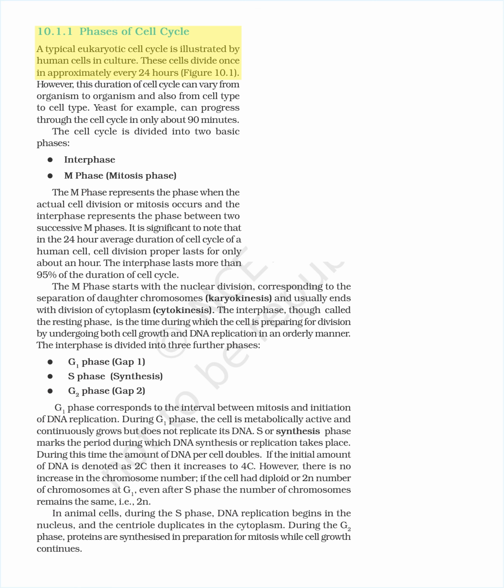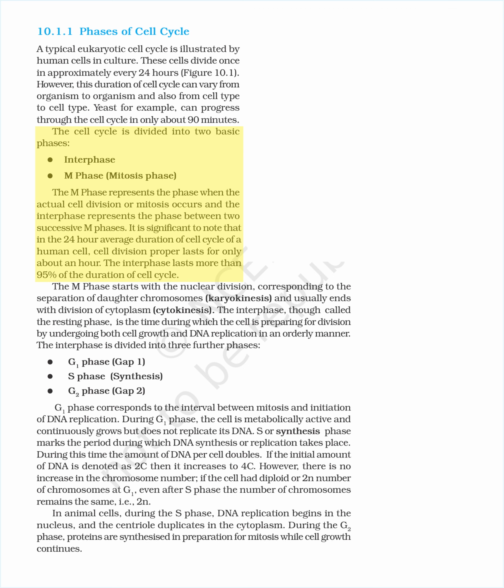10.1.1 Phases of cell cycle. A typical eukaryotic cell cycle is illustrated by human cells in culture. These cells divide once in approximately every 24 hours, Figure 10.1. However, this duration of cell cycle can vary from organism to organism and also from cell type to cell type. Yeast, for example, can progress through the cell cycle in only about 90 minutes.